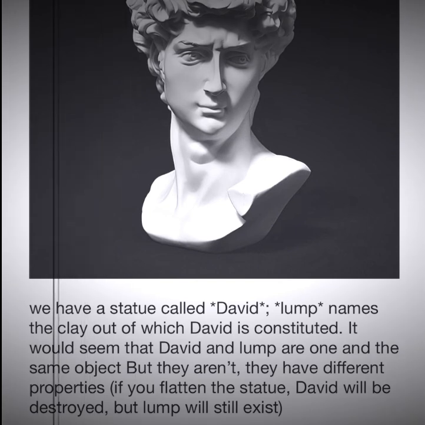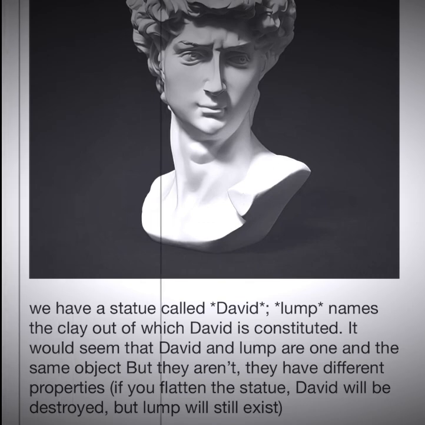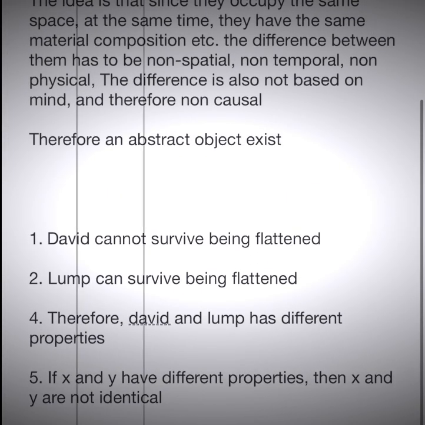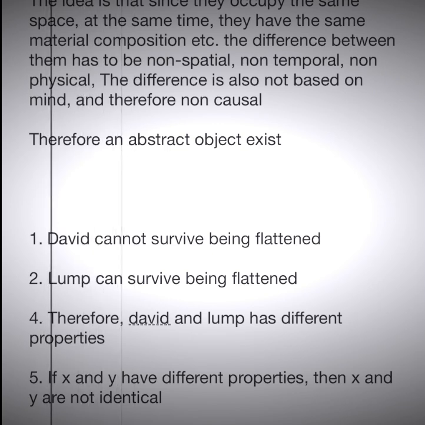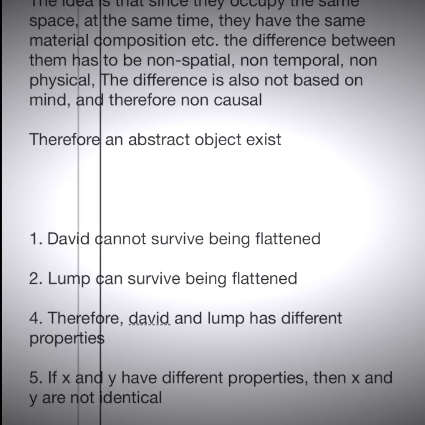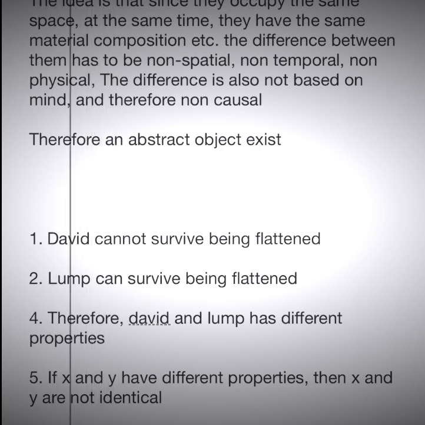But in actuality, they aren't the same object. They're not identical. They don't share all the same properties. For example, if you flatten the statue, David will be destroyed, but Lump will survive. So we can say that David cannot survive being flattened, while Lump can survive being flattened. Therefore, David and Lump have different properties.